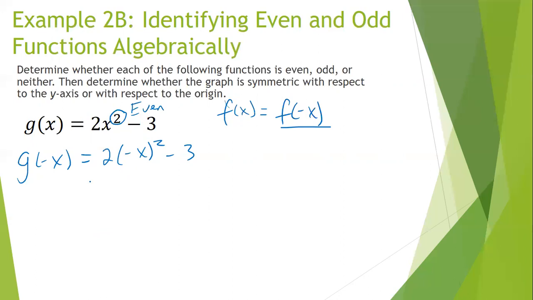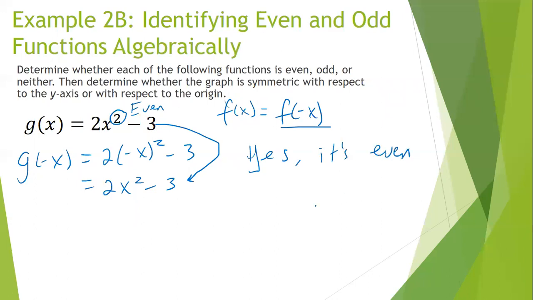What's a negative times a negative? A positive. So we get 2x squared minus 3. Is this unchanged? Yes. So guess what this means? Yes, it is even. Because it's unchanged, they have to be equal to each other. No, you're only testing for even because your highest power is 2. If it had been different, then it wouldn't have been odd.